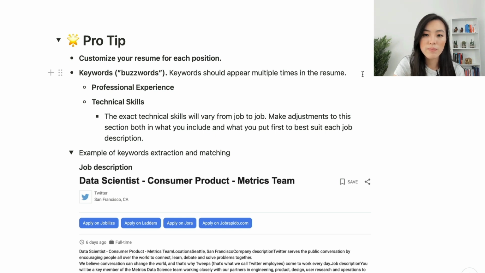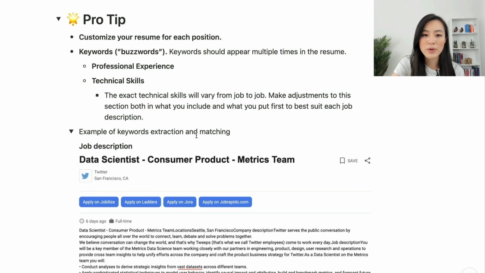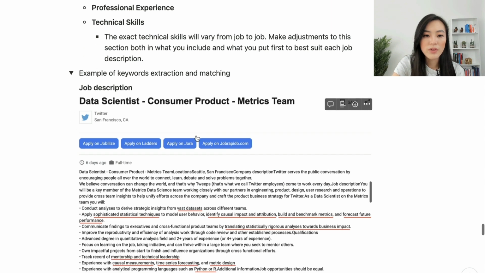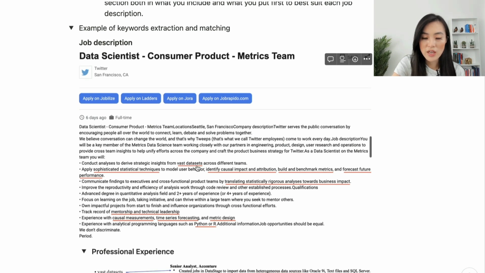What we can do is make adjustments to the professional experience section and the technical skills section in terms of what you include and what you put first to best suit each job description. It may sound like a lot of work, but let me show you an example. It's actually pretty simple. Here's an example of keyword extraction and matching.